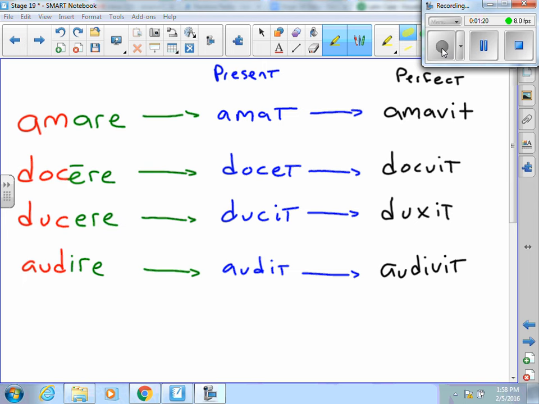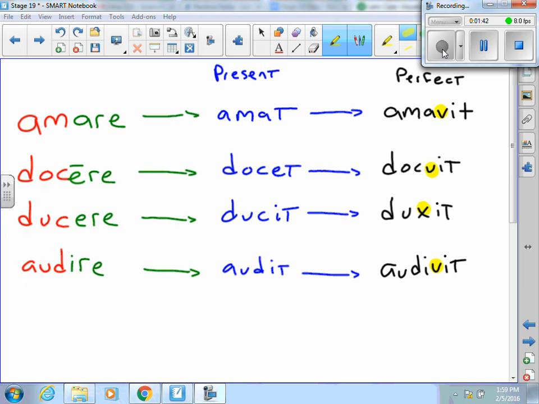What allows me to tell, oh wow, that's perfect tense? Of course, here we have to go with our clues, our S, U, V, or X. Here in amavit, I have a V. Docuit, I have a U. Duxit, I have an X. And audivit, I have a V. Notice the position of these. They are right next to the ending IT.